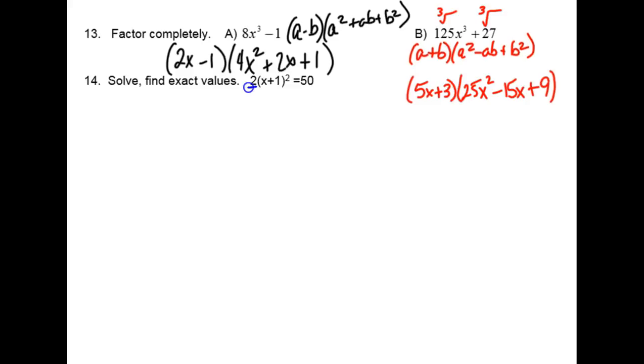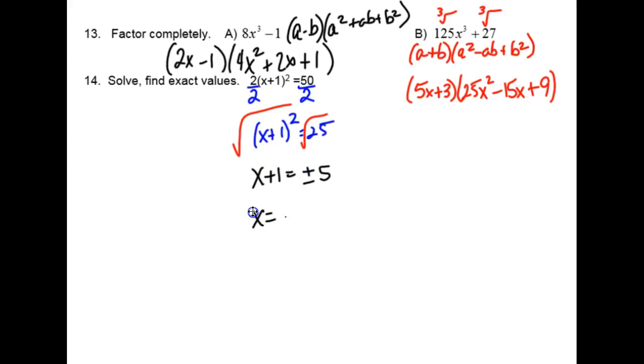Here we're solving. I think solving by square rooting would be beautiful. Definitely don't distribute that 2. You want to divide by that 2. So x plus 1 squared equals 25. And then here, when you square root both sides, this is where the positive and negative solutions show up. So you have x plus 1 equals both positive and negative 5.